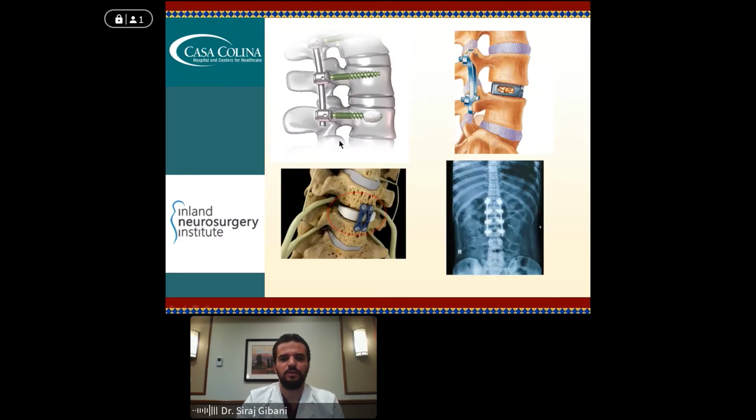Now, instrumentation or fusion involves placing hardware to stabilize the spine. That hardware can often involve screws that go into the spine from the back, and these screws are connected by interlocking rods. That can also involve removing the diseased disc and replacing it with a cage or a spacer in order to preserve the height. And that can also involve coming in from the front of the spine, as we see in this lower picture here, where we place a plate to stabilize it. Now, over time, the expectation is that the bones will grow across this space or across this area, and that's where the true bony fusion comes into place.